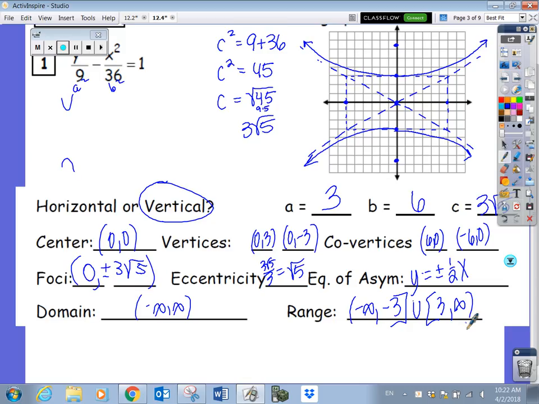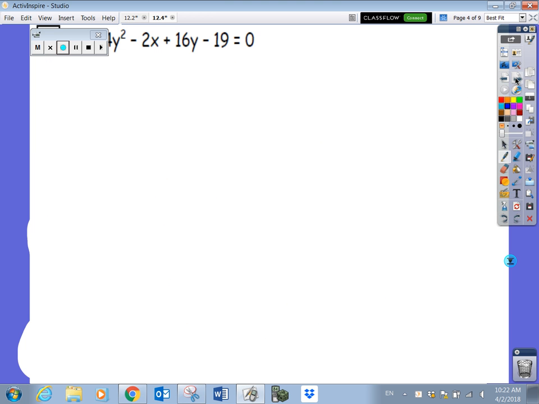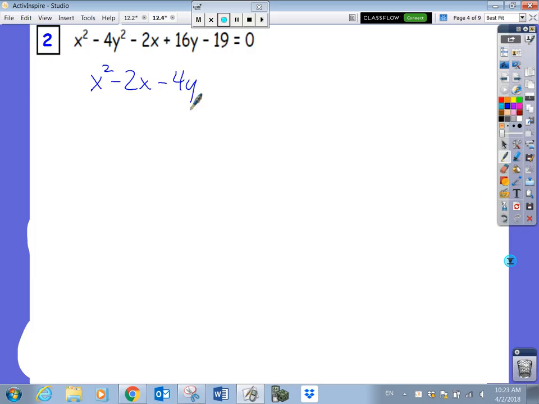Questions? All right, the next one, we are going to have to complete the square. So our first step is to get everything matched up. So x squared minus 2x minus 4y squared plus 16y. And bring the constant to the other side.